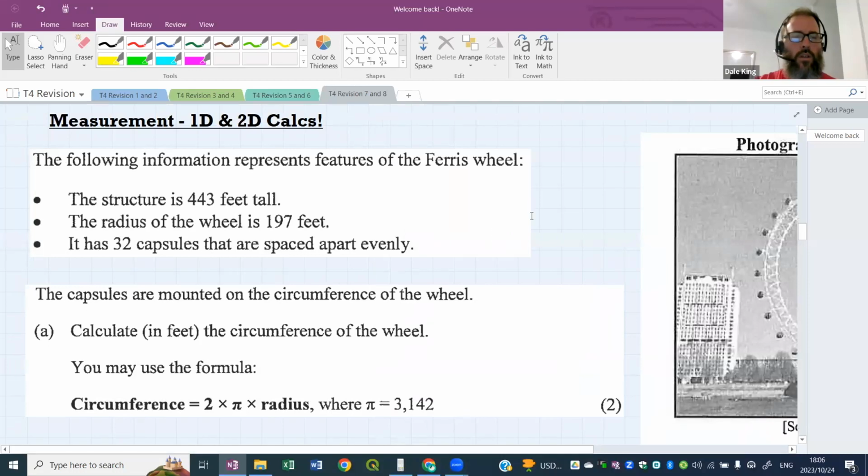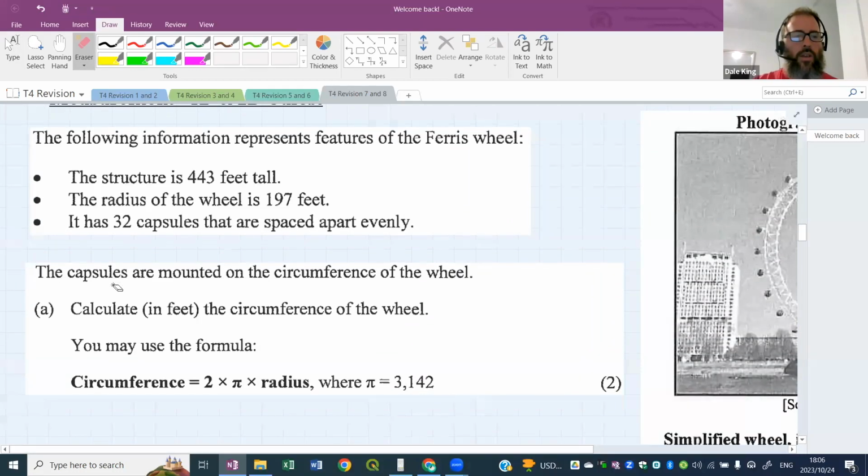It says here the capsules are mounted on the circumference of the wheel. Now, we all know what the circumference of a circle is. It's the outline of a circle. Question A says, calculate in feet the circumference of the wheel. Nice and easy. The radius of the wheel is up there in the information that's given to us.